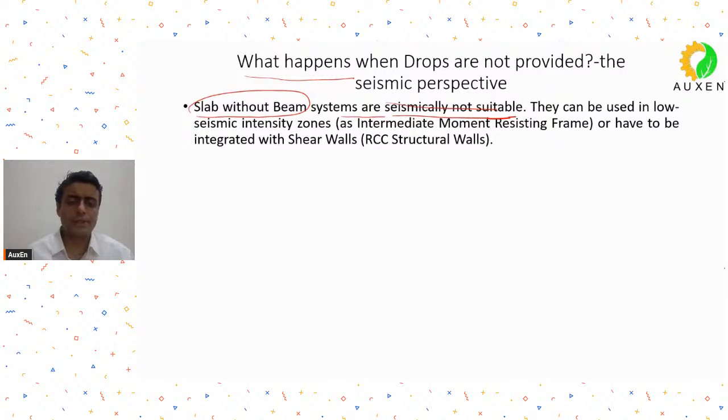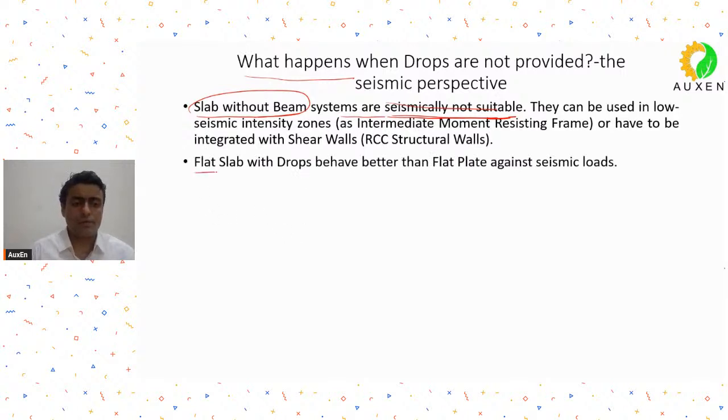Or if you are in higher seismic zones, of course you can integrate it with shear walls. So as such, even though the slab without beam system is not quite seismically suitable, you can still integrate it with RCC shear walls, or you can use the intermediate moment resisting frame system to use the flat slabs or flat plates in the seismic zones also.